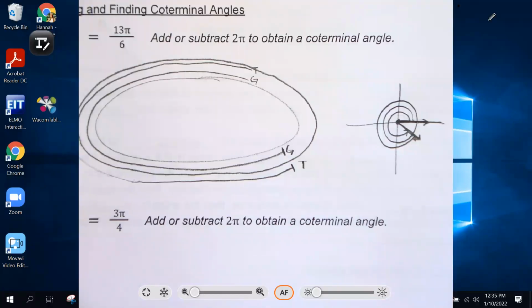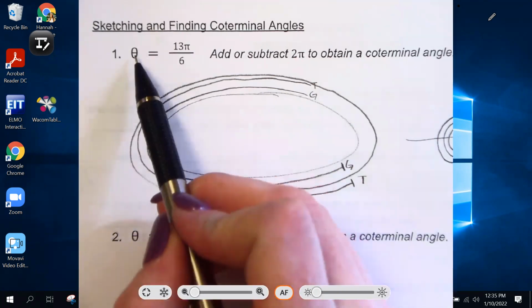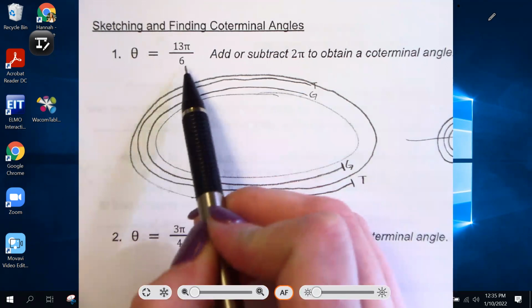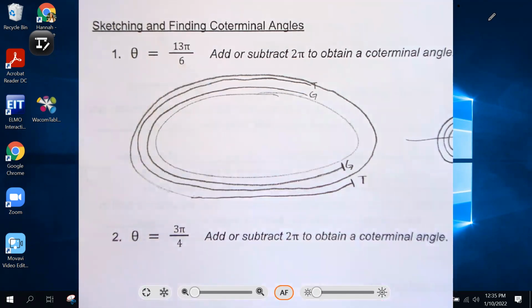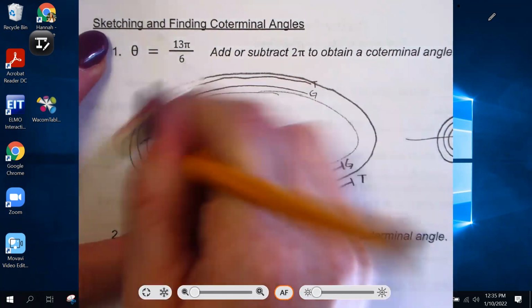So if we are starting with an initial angle, theta equals 13 pi over 6. Let me erase a little bit of this.